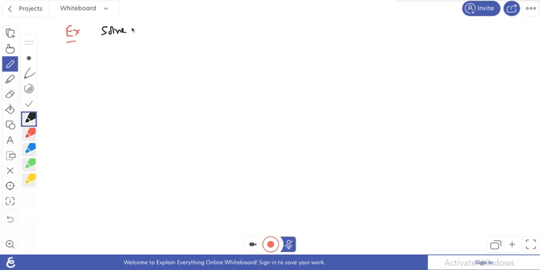Solve this: 4D square, 3D, D1 square minus D1, of y equals 3 e to the power 3 plus 2y by 2.